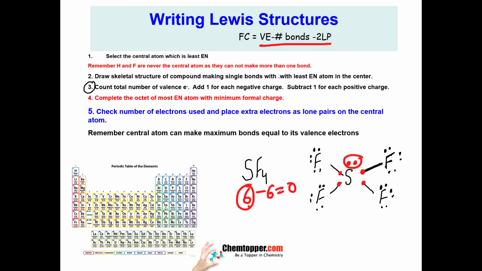Fluorine is also 0, children. 7 minus 7. Check here: 1 here and 6 here. 7 minus 7, 0. So fluorine is also 0. Ready for another?